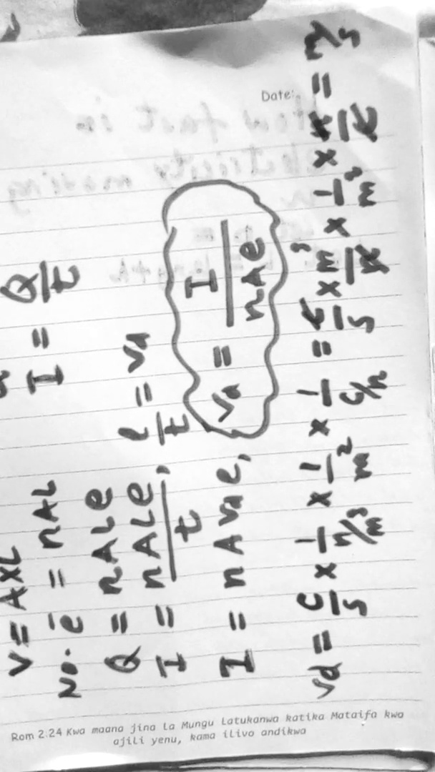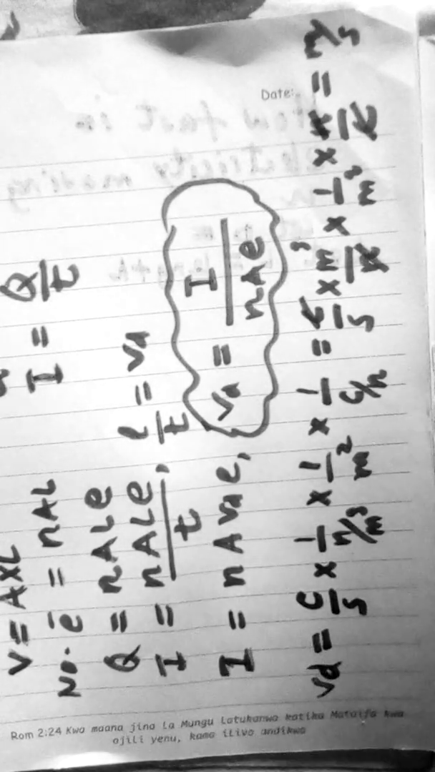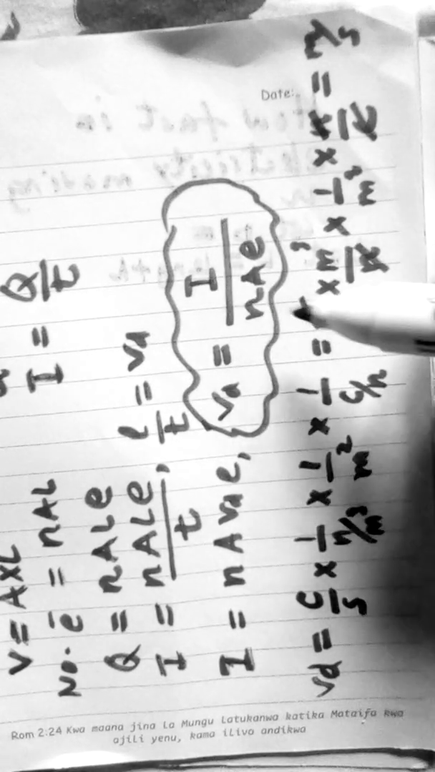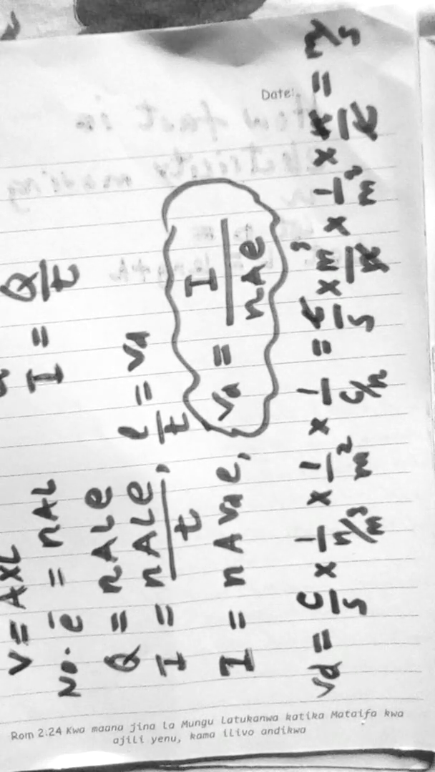So now guys, this is the way you can calculate the speed or the drift velocity of electrons in a conductor. This drift velocity is extremely small, and you just realize you can plug in the values of current, the number of electrons, the area, and the elementary charge. You'll find that this value is very tiny.